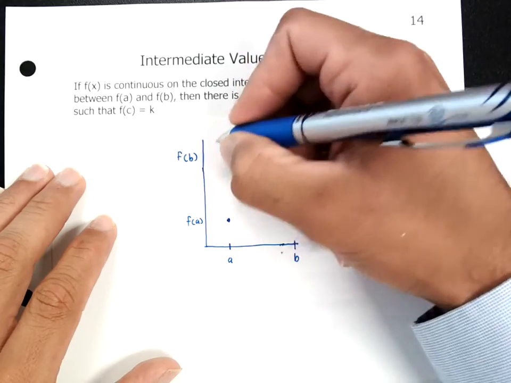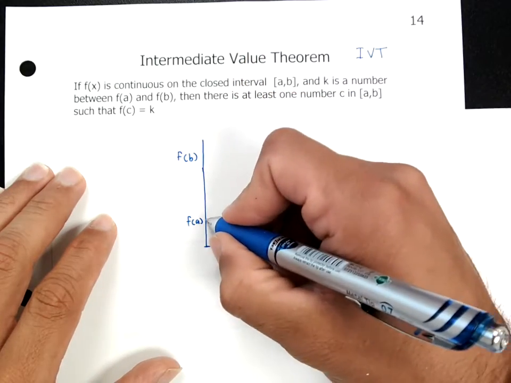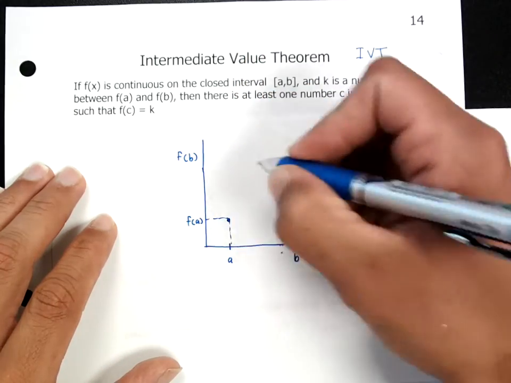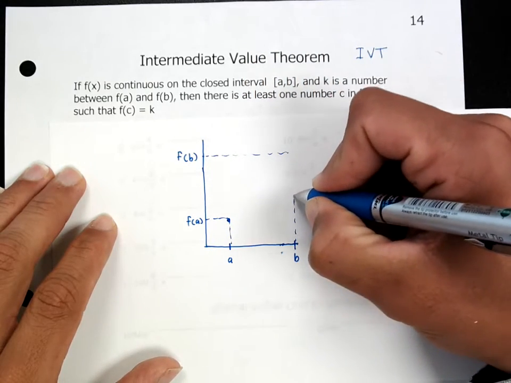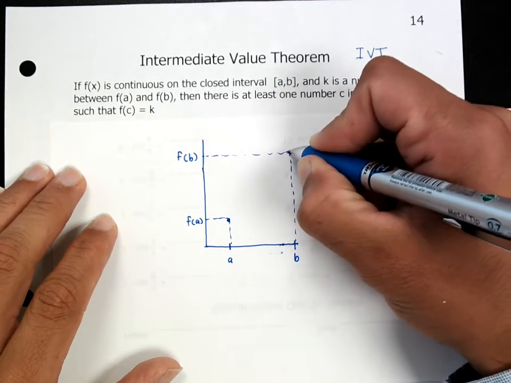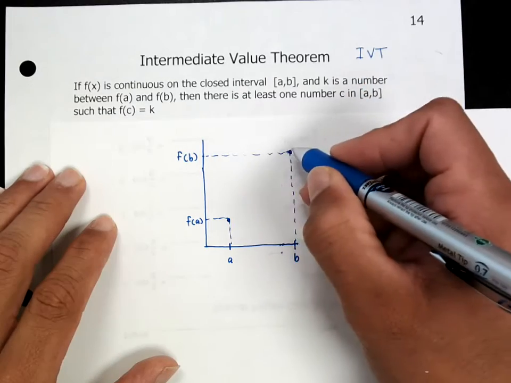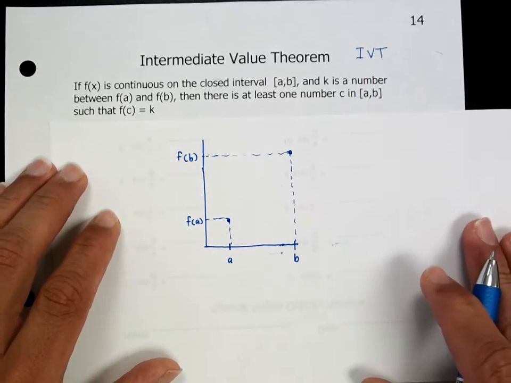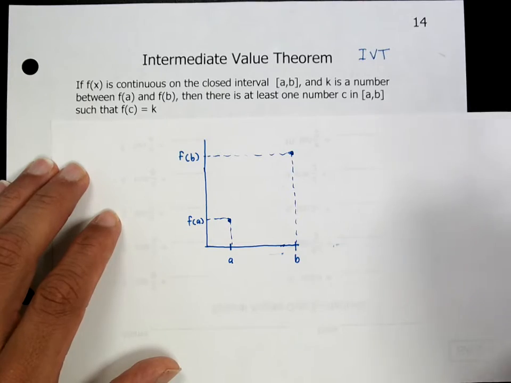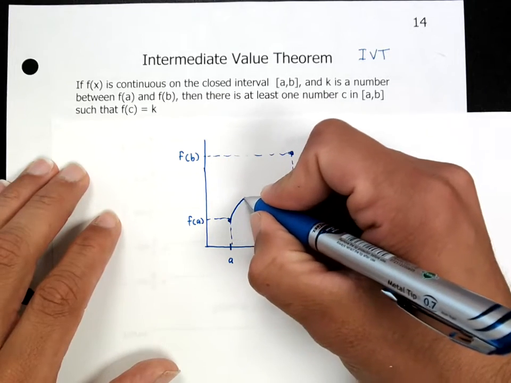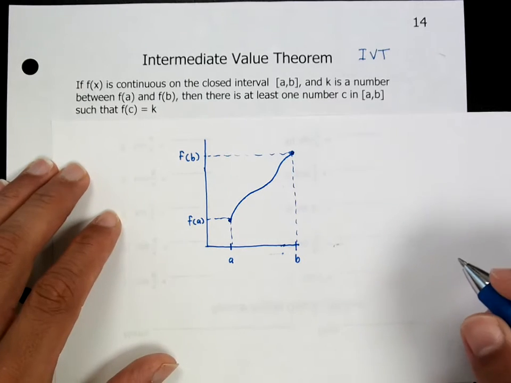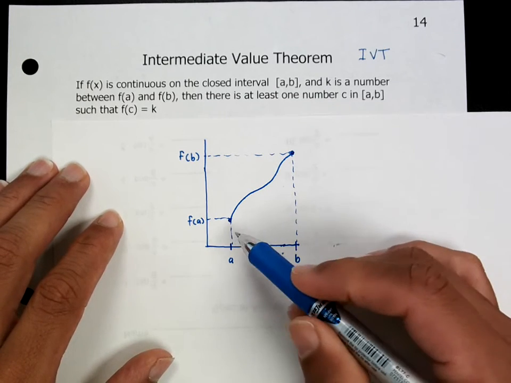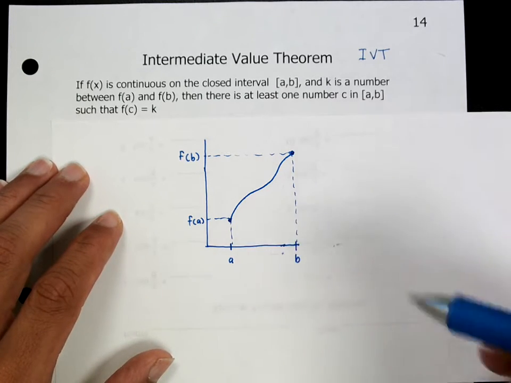So basically, f of b would be somewhere over here. That would be point b, f of b, right here. So all that's saying is if you have a continuous function, let's make this a continuous function. Remember, a continuous function is something with no breaks, no holes or anything.